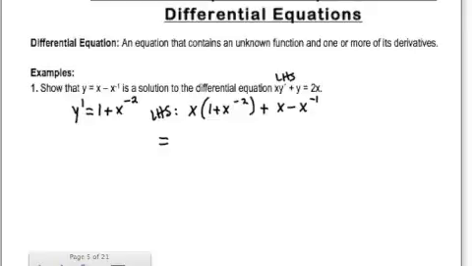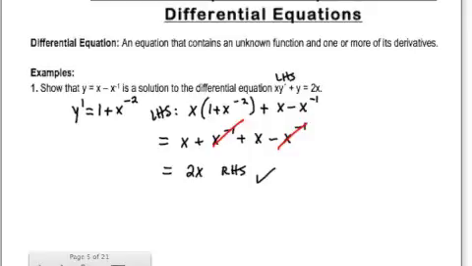Multiply your x in, so I get x plus x times x to the negative 2. It's x to the negative 1, right? Plus x minus x to the negative 1. This one's pretty easy. Your x to the negative 1 minus x to the negative 1 goes away. So I get 2x. That's your right-hand side. Wow, that is so beautiful. Okay, so that shows it. You can do your little square.